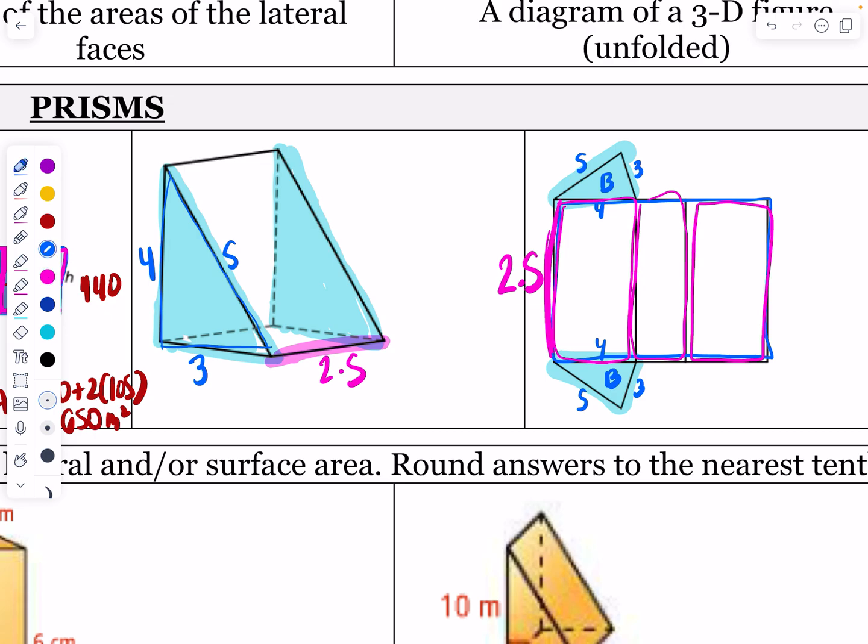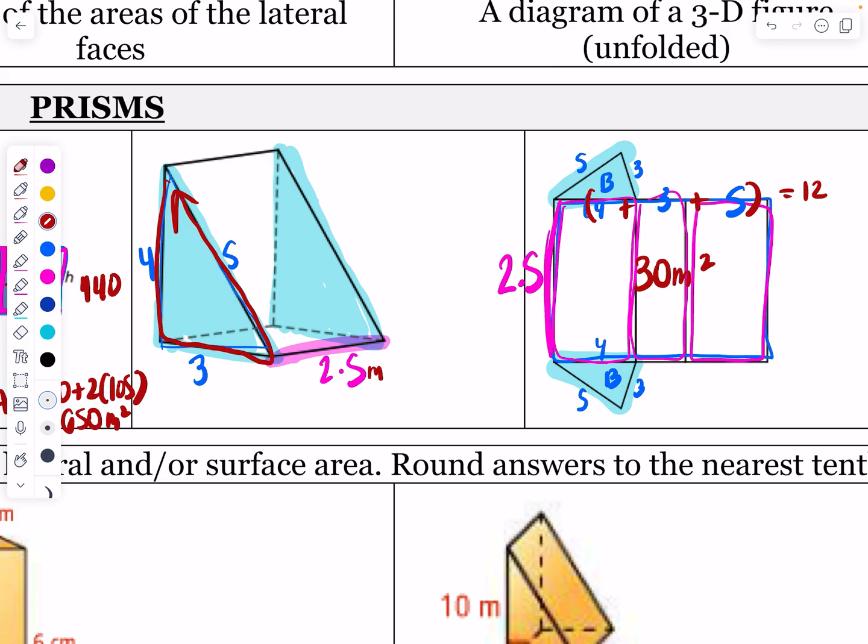What are my side lengths going to be? Well, my side lengths are going to be 3 and 4 and 5. And so if I wanted to find the perimeter of this base, I could add all of those together. So I'm going to have 4 plus 3 plus 5, which is going to give me 12. And so if I have 12 times 2.5, that is going to give me an area of 30. So let's just say that this is in meters. That would be 30 meters squared.